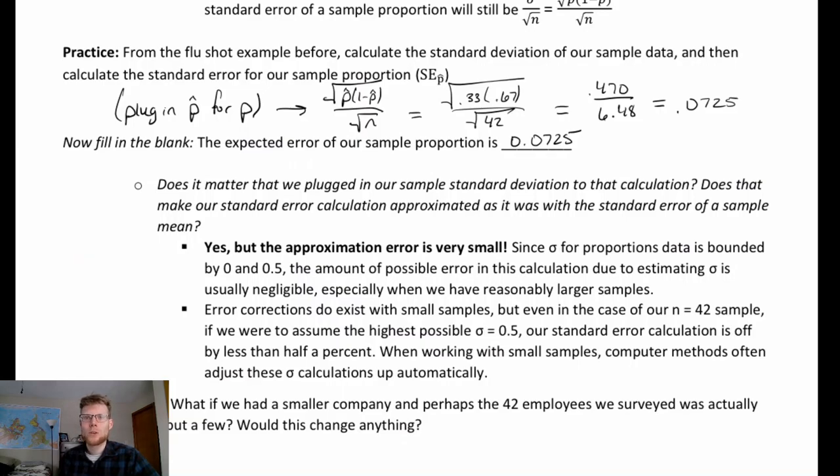So that's why we don't usually make a big deal about plugging in p hat instead of p and why it matters. As long as you know that yes, there is a little bit of approximation error, but it's pretty negligible. Certainly if I have a relatively large sample, like a sample size of 100, it would be almost unnoticeable at that point. So it doesn't really matter too much here.